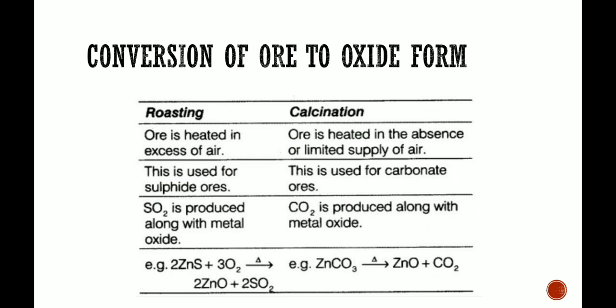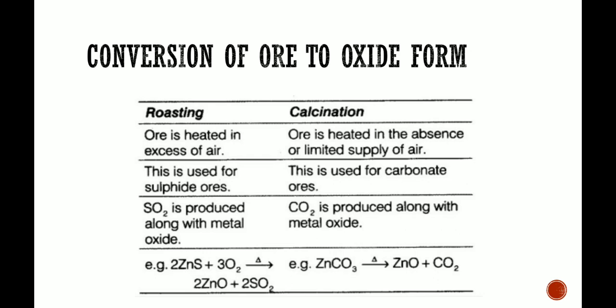As you can see here on the screen, in roasting the ore is heated in excess of air, whereas in calcination the ore is heated in the absence or limited supply of air. Roasting is used for sulfide ore and calcination is used for carbonate ore. SO2 is produced along with the metal oxide in roasting, and CO2 is produced along with the metal oxide in calcination.